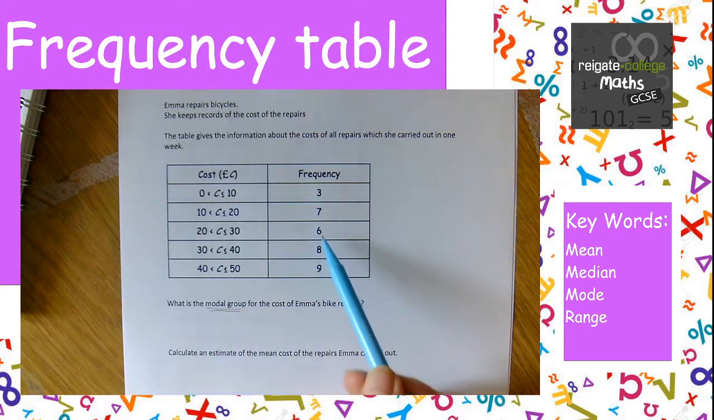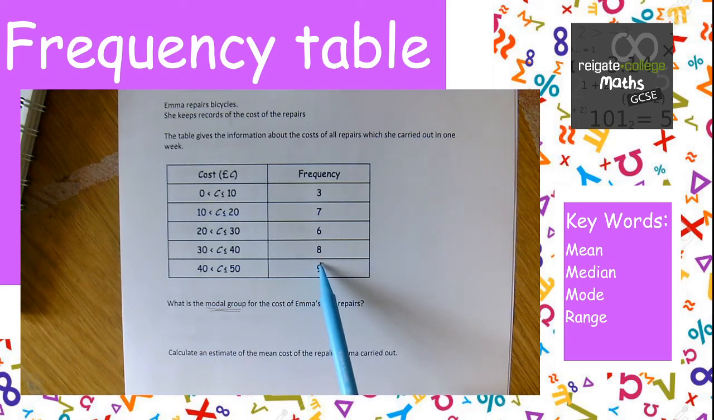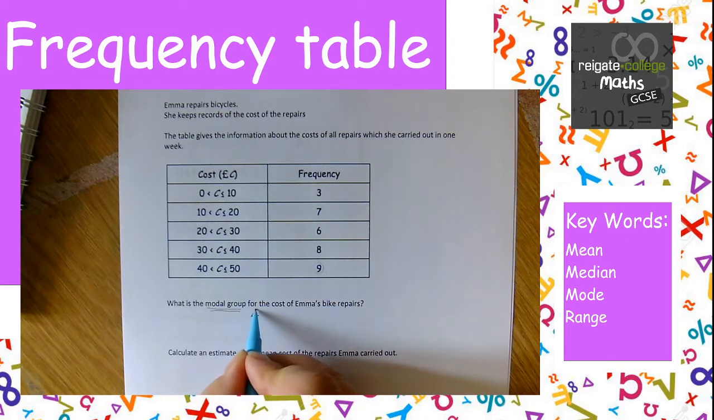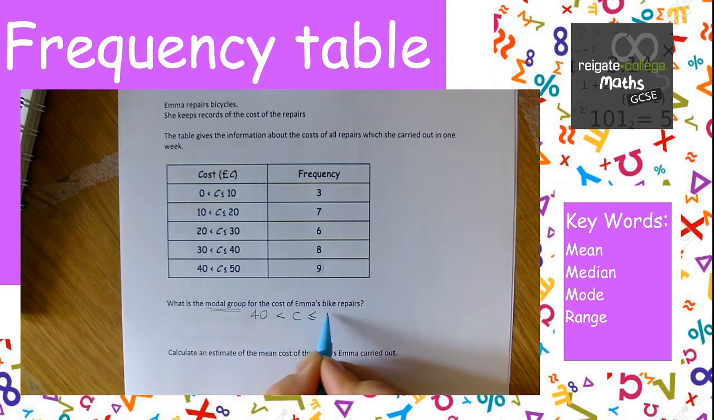So the highest number in here tells me that 9 people spent somewhere between £40 and £50 on their bike repairs. So the modal group is £40 to £50. This actually says that the cost of the repair was greater than £40 but less than or equal to £50.